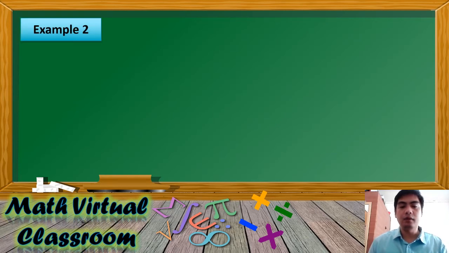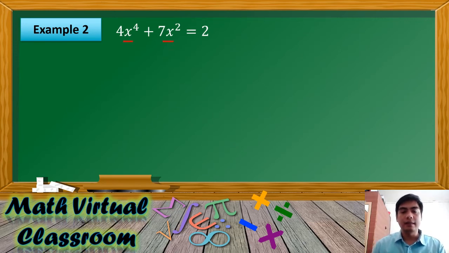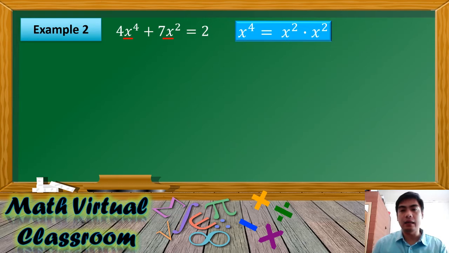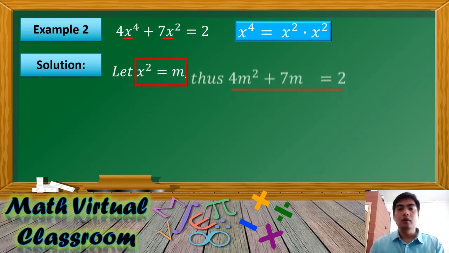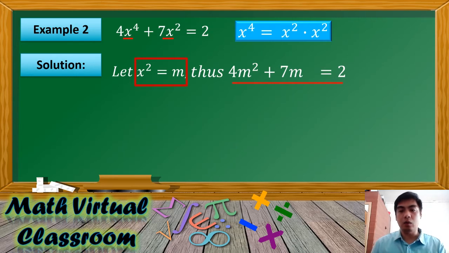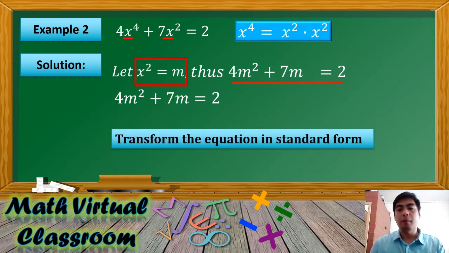Another example, 4x to the fourth plus 7x squared is equal to 2. Examine the two variables, x squared and x to the fourth. We can get x to the fourth by multiplying x squared and x squared. Therefore, we could let x squared be equal to m. And by substitution, we could transform the equation into 4m squared plus 7m equals 2. And now, we can solve this using factoring. But before that, let us transform the equation into standard form.